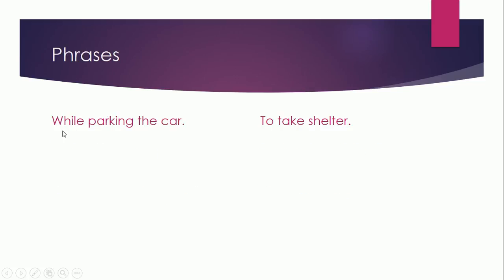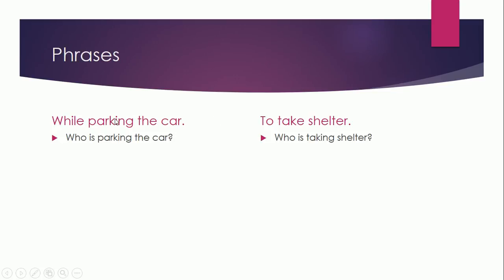More phrases. While parking the car and to take shelter. Well, both of these are similar. They have verbs or verbals. So parking is a verb. It's an action. Taking shelter or to take shelter is an action. This one is a participle. It's got an ing on it. This one is not a participle. It has to in front of it. So if you're taking a foreign language, you know that to plus a verb is an infinitive verb. So they're both phrases, but they're different types of phrases.